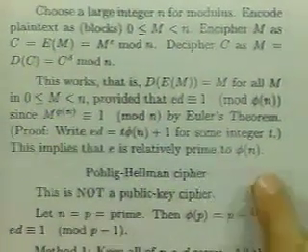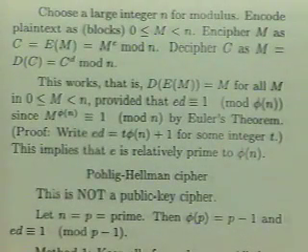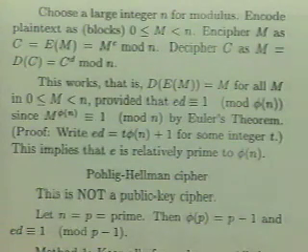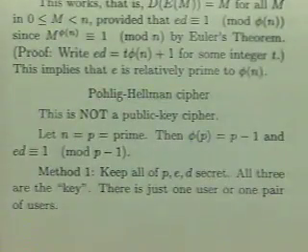Okay, you can build a lot of different ciphers based on this. One of them is the RSA public key system. In that cipher, the modulus n is the product of two large prime numbers, p times q. However, we aren't going to talk about that today. Instead, we're going to talk about the Pohlig-Hellman cipher. Pohlig-Hellman is not a public key cipher. You don't make anything public normally.